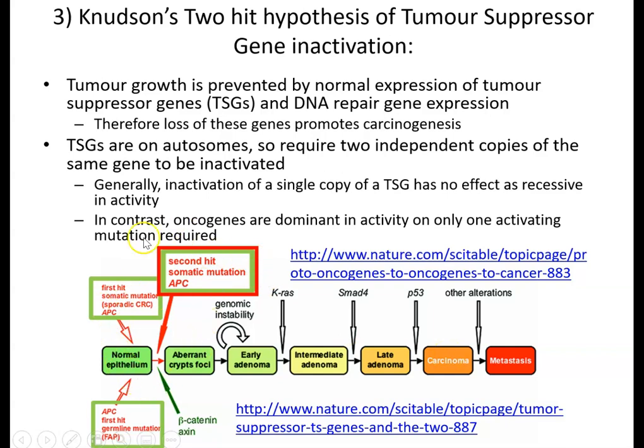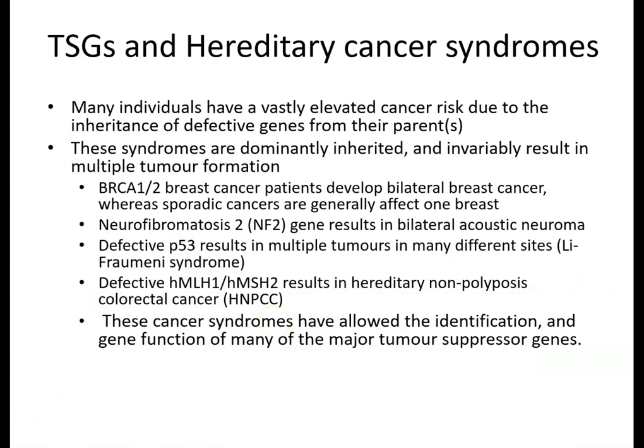So it's this early event that's really worth looking at: how tumour suppressor genes can become inactivated, and this two-hit model. Now, many of the major tumour suppressor genes that we know of were discovered because they cause hereditary cancer syndromes. For example, the BRCA1 and BRCA2 genes cause hereditary breast cancer, and patients develop either unilateral or bilateral breast cancer, whereas sporadic cancers usually only affect one breast. The NF2 gene results in bilateral acoustic neuroma. That's a hereditary tumour syndrome, it's not a cancer syndrome.